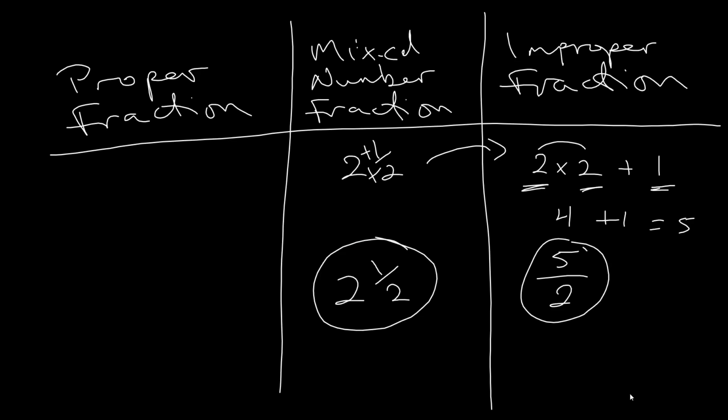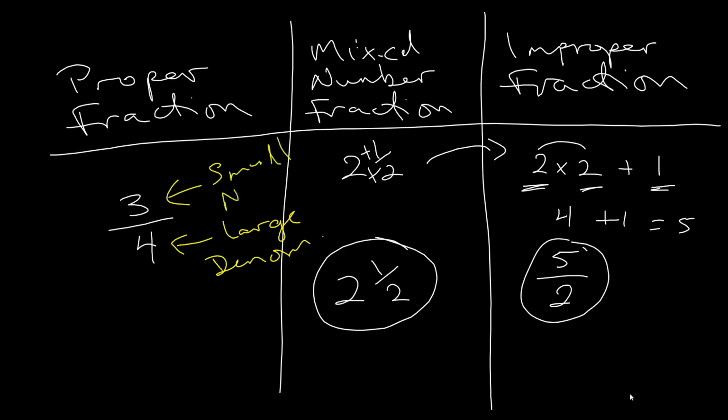If you have a proper fraction, the number on the top of the fraction, let's say 3 on 4, is always smaller. So a proper fraction has a denominator that is larger. So you have a large denominator underneath and a small numerator on the top when you have a proper fraction. When you have an improper fraction, you have a large numerator and a small denominator.